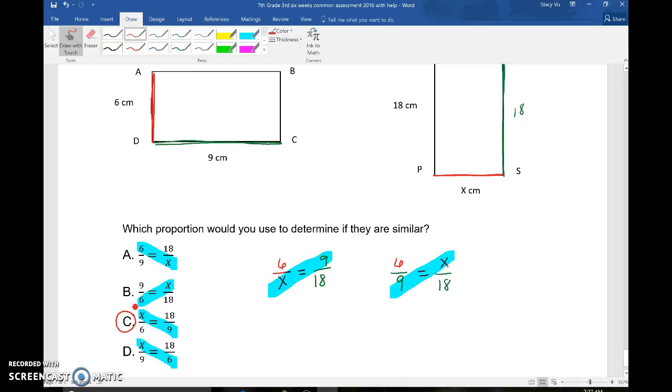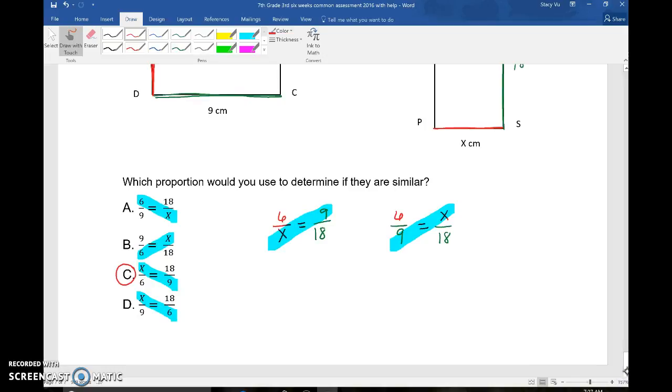So they did x over 6 equals 18 over 9. So they did the opposite of this one here. All right. And that's the last problem.